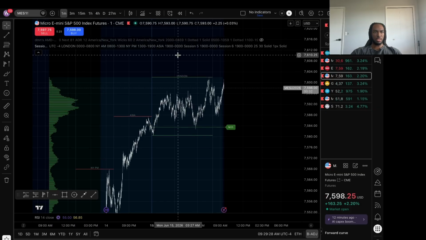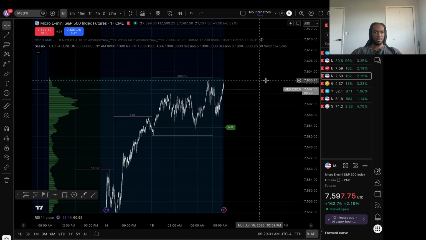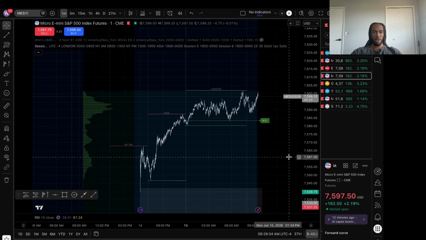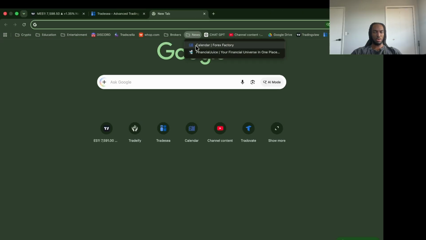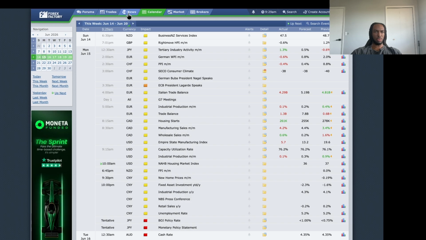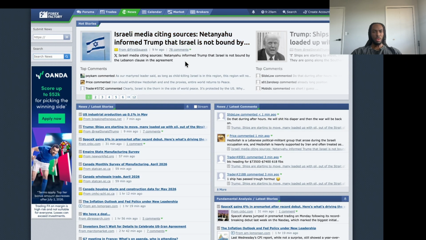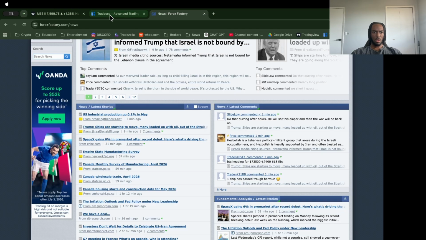Low volume building into this level, especially on the 1-minute chart, it's a lot more visible, so you guys can see the trade thesis. I am aware about news about Trump, obviously, stopping the war or coming to a peace deal with Iran. Let's see if there was any news that he lied about that. Trump that Israel is not bound. Okay, so there is bad news that came out recently. Okay. So, I mean, that's good for us.